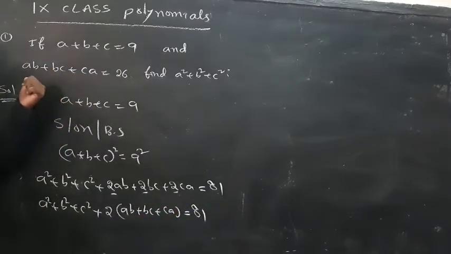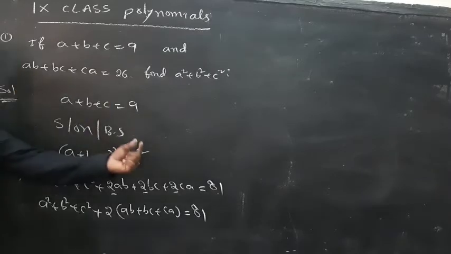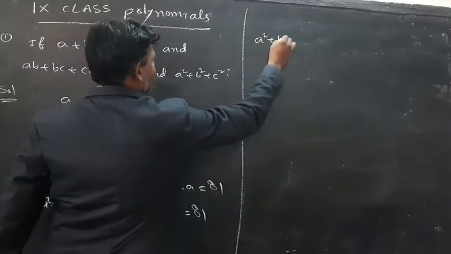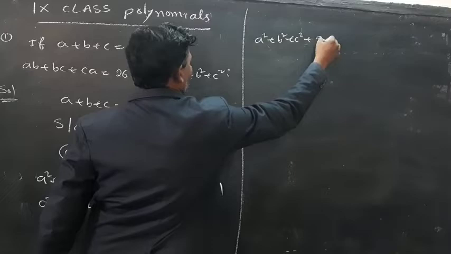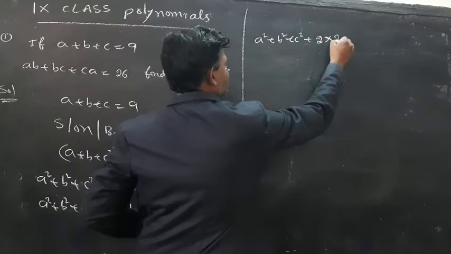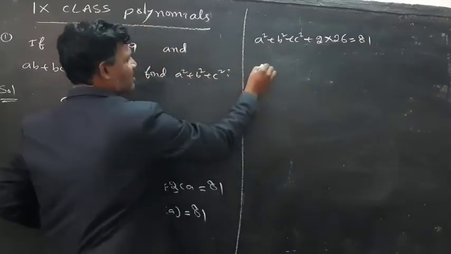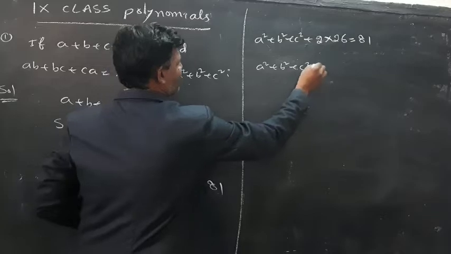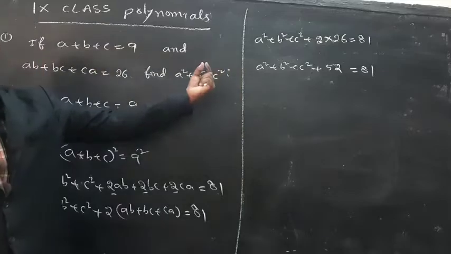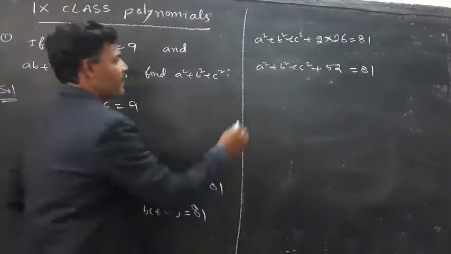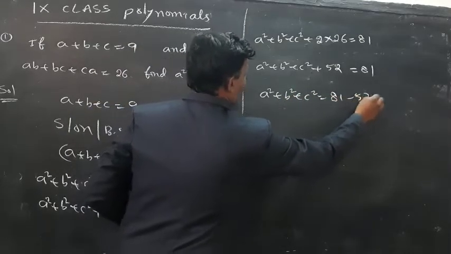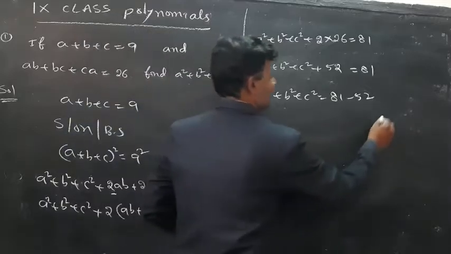Already we know the value of ab plus bc plus ca, so I am applying the value. What happens here? a square plus b square plus c square plus 2 times (ab plus bc plus ca). What is the value of ab plus bc plus ca? 26. So a square plus b square plus c square plus 52 is equal to 81. So I am transposing 52 to the right side. a square plus b square plus c square is equal to 81 minus 52. Now subtract, you get the answer.